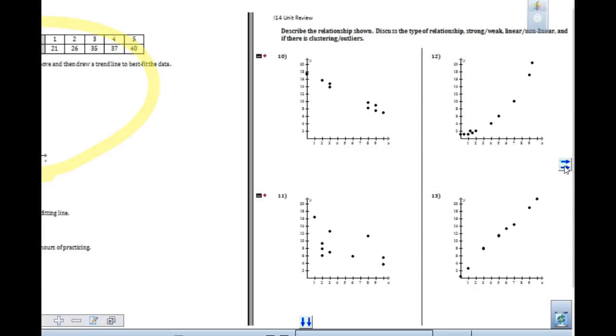Okay? So, this part, please take a look at questions 10 through 13. This is where you have to tell me whether it was strong or weak, linear or nonlinear, positive or negative, and whether there's a cluster or an outlier. You want to write down as many things as you can, and please check your work in the back as you're looking at these answers. So what specifically is on the test?